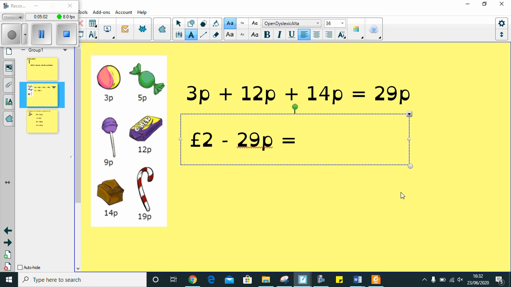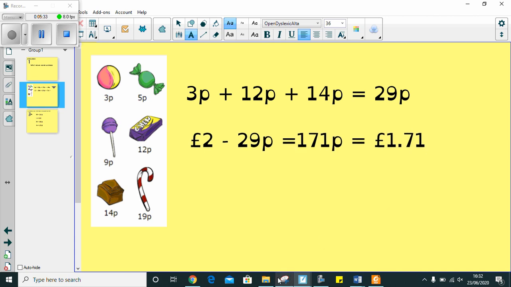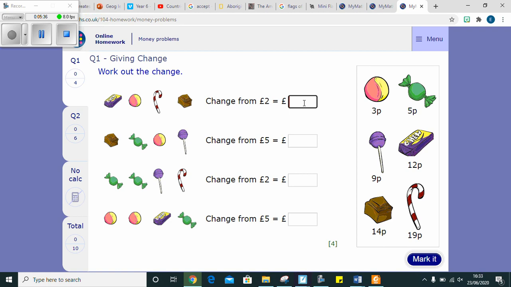200 subtract 29. Well, let's subtract 30 and add one on. That'll be the easiest way. So subtract 30 would be 170 pence. Add one on, 171. So it would be 171 pence. Or if I was going to convert that back to pounds and pence, that would be £1.71, which I believe is the way that it wants you to do. So make sure you're using that decimal point.